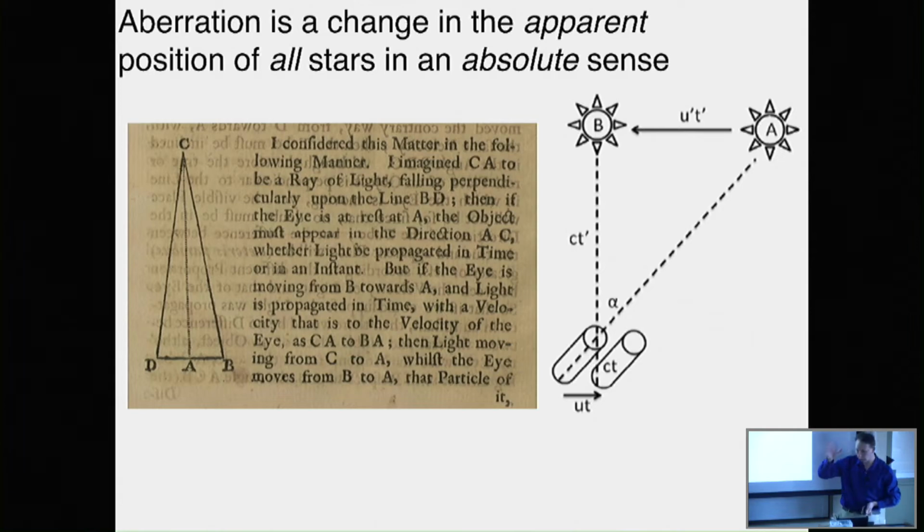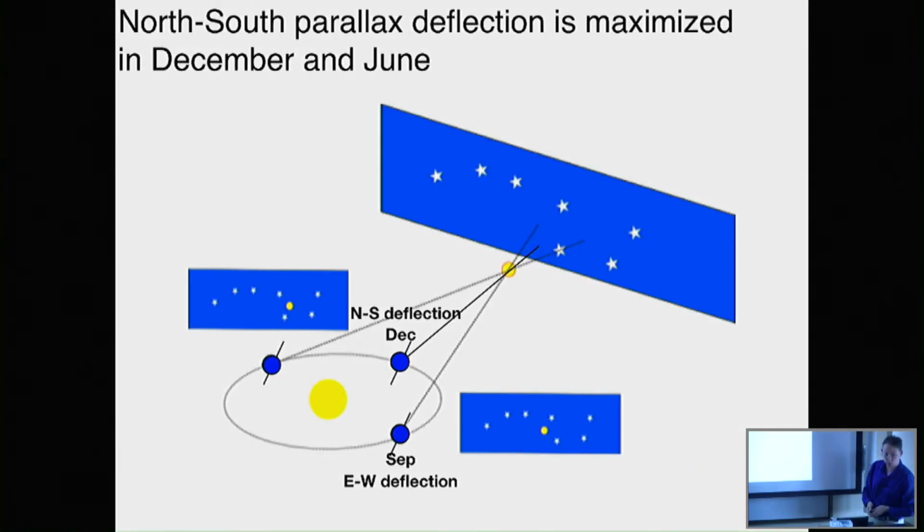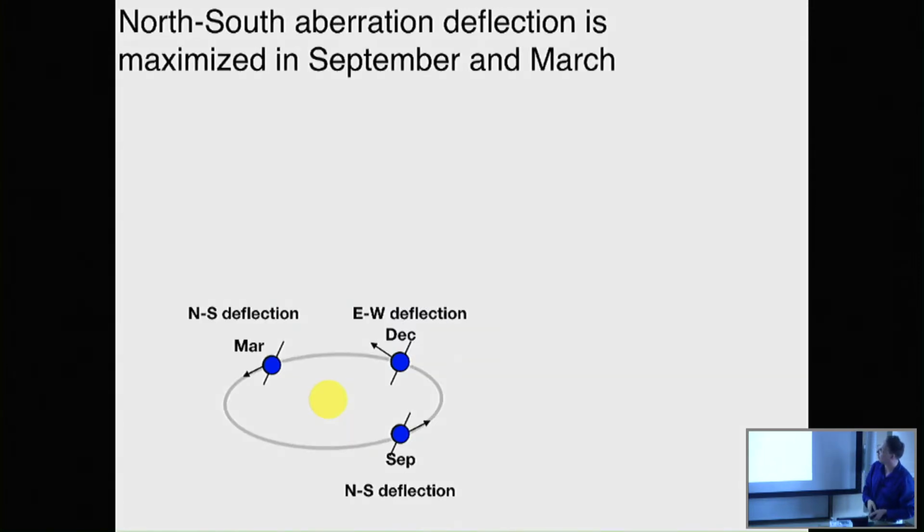And so as long as you have a particle picture of light and you don't worry too much about reference frames because they didn't have relativity yet, it makes sense that you should point the bucket in the direction that the Earth is moving. So your light bucket doesn't go north-south in December, it goes in the direction of Earth's motion. So in December, it was all east-west deflection, which he could not measure. And then in September and March is when he got the maximum deflection.